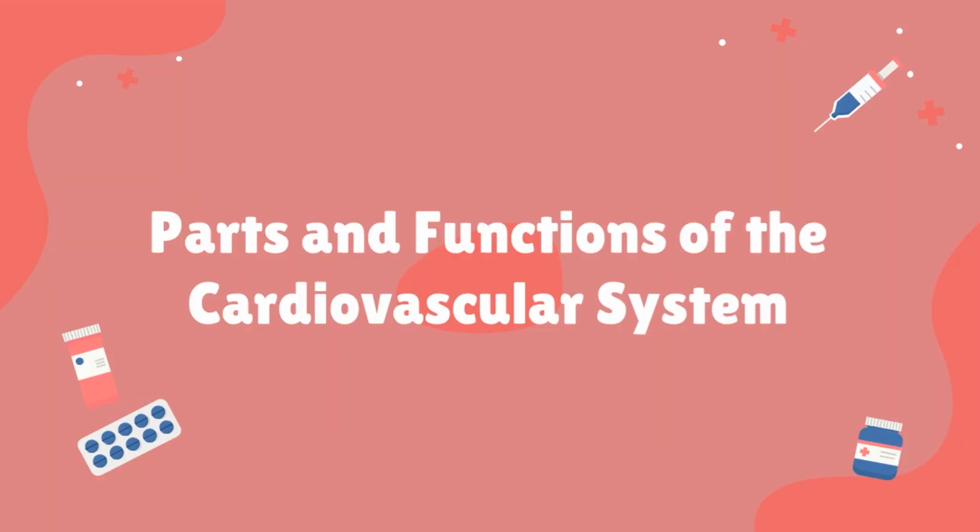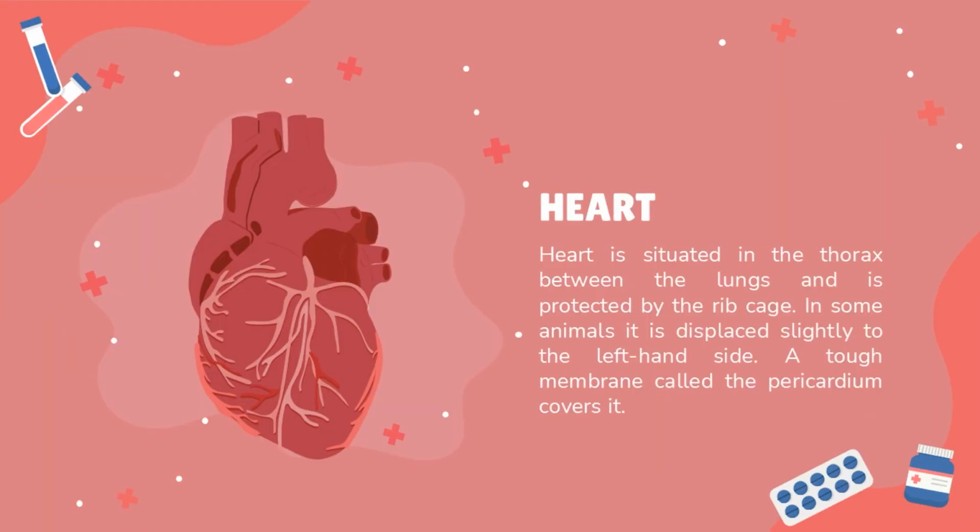Parts and functions of the cardiovascular system. Heart. The heart is situated in the thorax between the lungs and is protected by the rib cage. In some animals, it is placed slightly to the left-hand side. A tough membrane called the pericardium covers it.